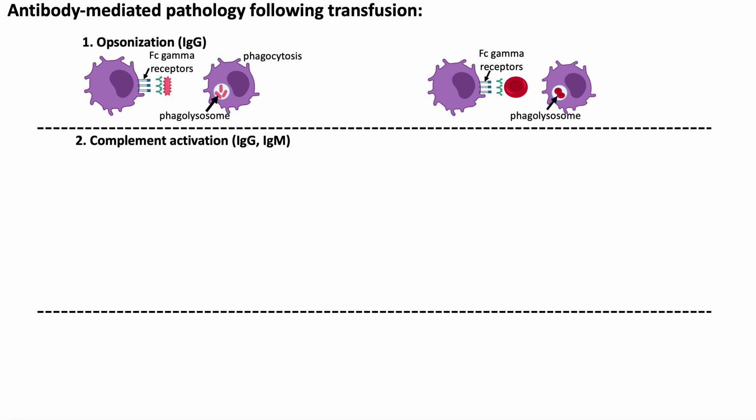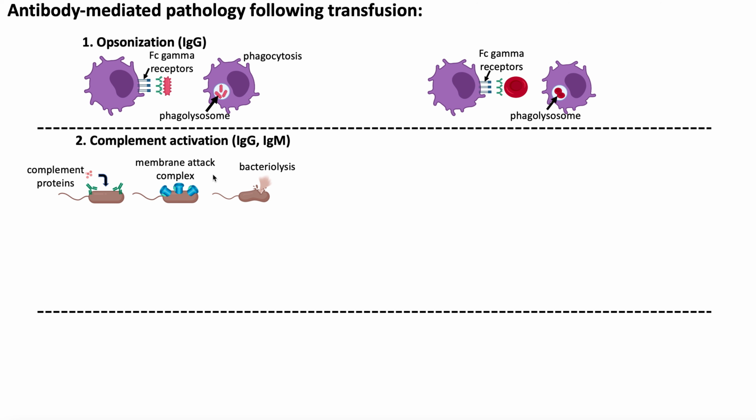The second mechanism is activation of complement. This can be mediated by both IgG and IgM. Complement proteins are activated by antibodies bound to the surface of pathogens. And when the complement cascade is activated by IgG or IgM antibodies, this leads to the formation of membrane attack complexes and lysis of the bacteria. But in some cases, rather than formation of the membrane attack complex, some complement fragments can bind the surface of bacteria and lead to enhanced phagocytosis.